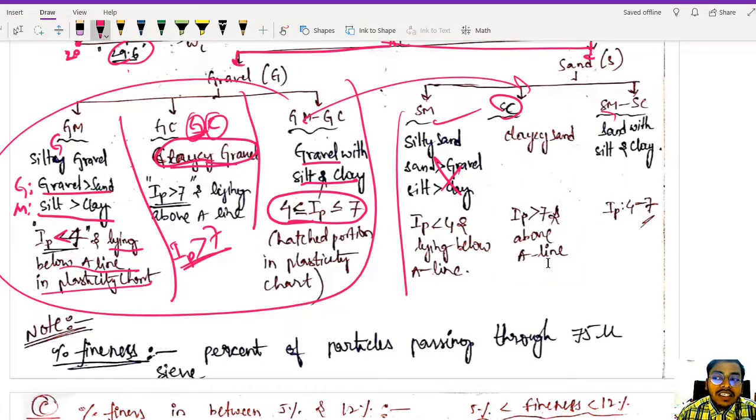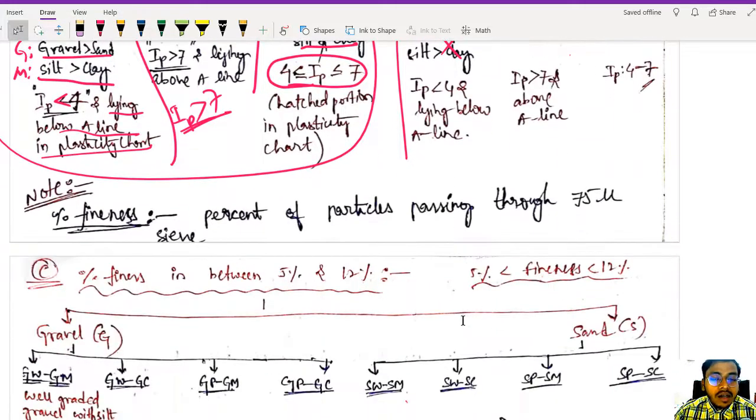Similarly, you can write for silty sand, silty clay. Okay, sand with silt and clay. Things are clear? I hope you are perfect, right?